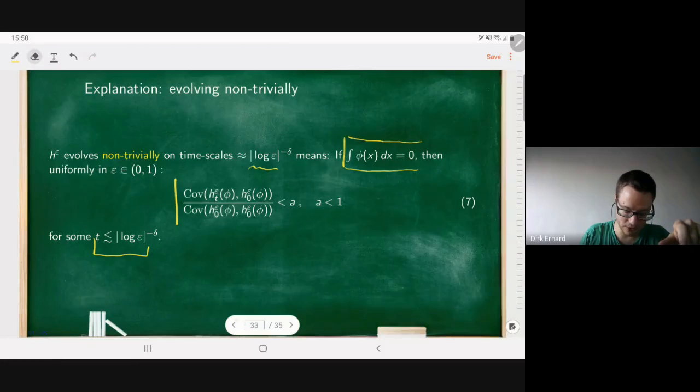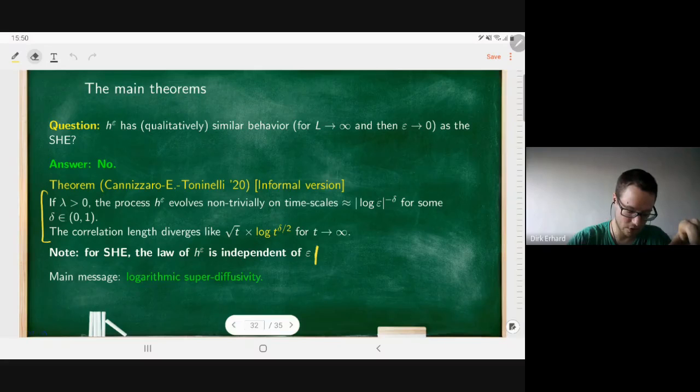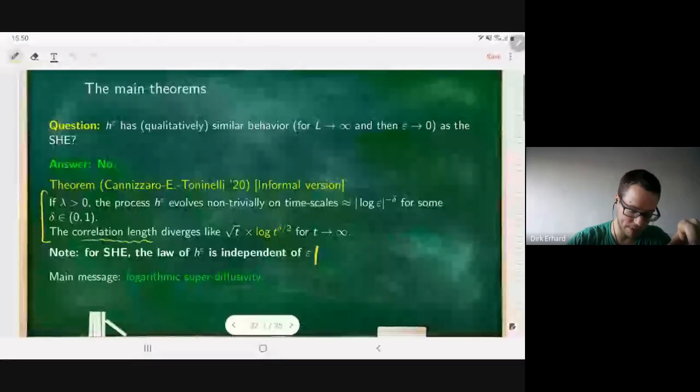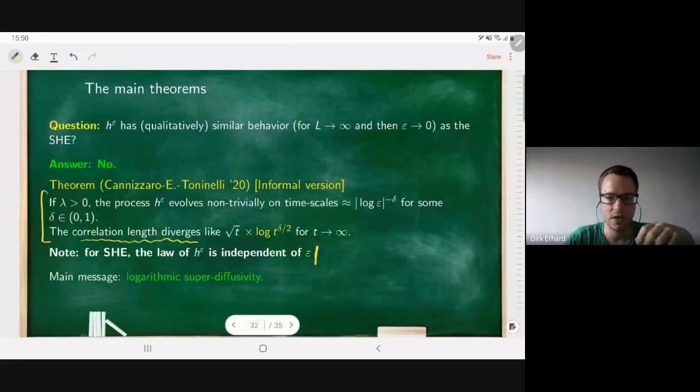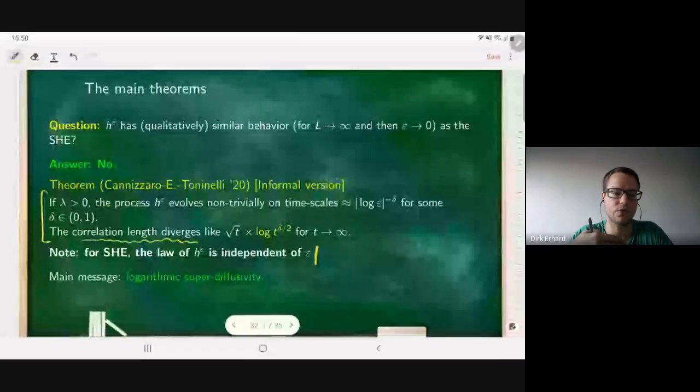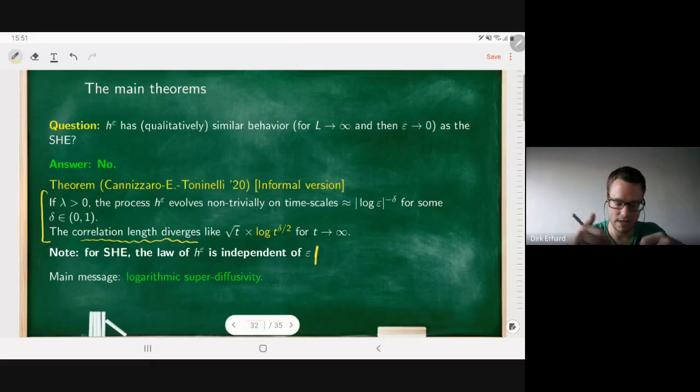And last but not least, the other thing I was talking about is something called the correlation length. So what do I mean by this? Well, again, if you think of Brownian motion, and if you look at the transition probability of Brownian motion, you can see that it's diffusive. Yeah, so it has this square root of t diffusivity.